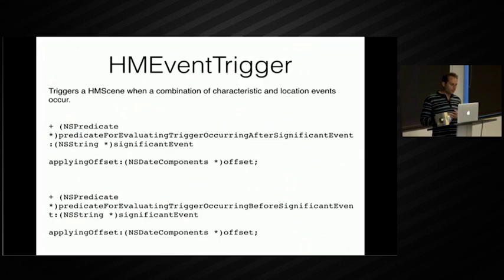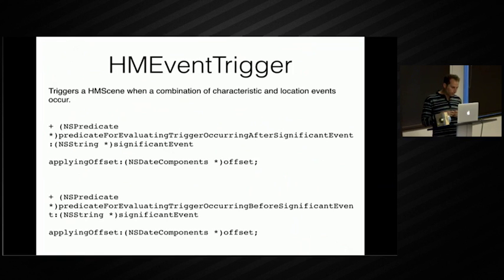Putting it all together, an HM event triggers a scene when a combination of characteristic and location events occur. And there are some utility functions for creating predicates. You can do a lot of things like is greater than, is less than. You can combine stuff together to have some pretty complex logic.